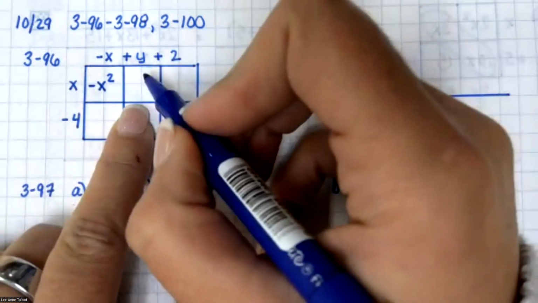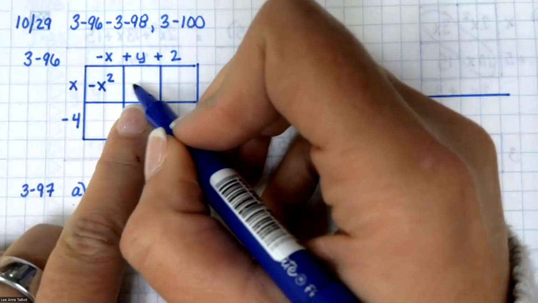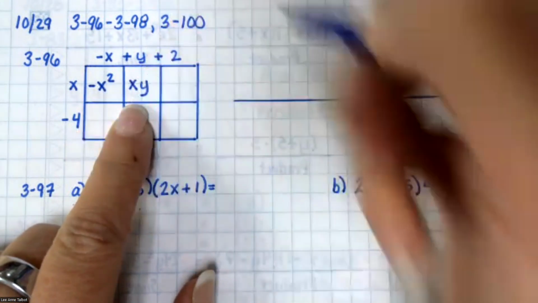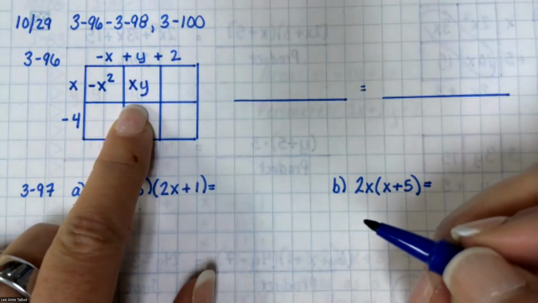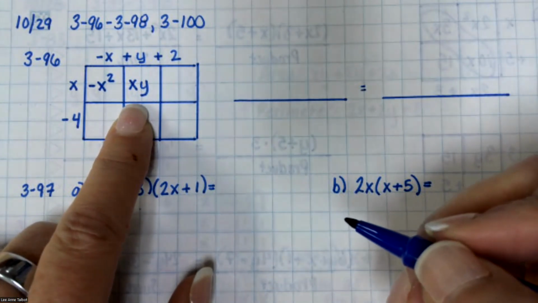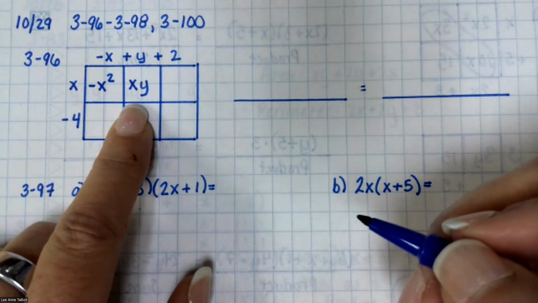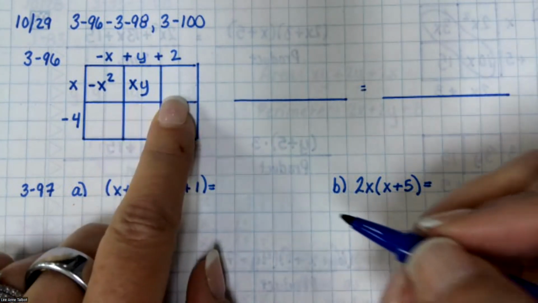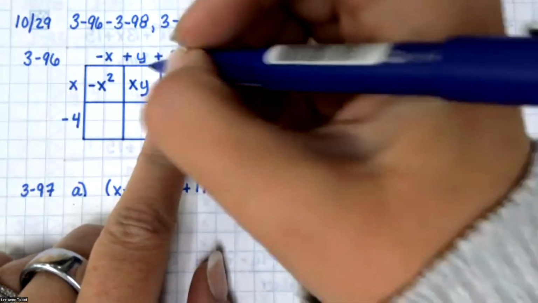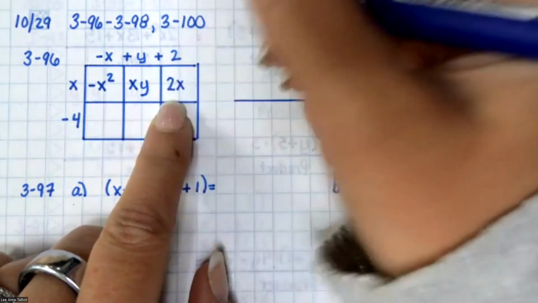Okay, this box, you multiply the y and the x. I like to write it xy in alphabetical order. You can write yx if you want. I'm not going to mark it wrong. It looks better to me in alphabetical order. This box, you multiply the 2 and the x, 2x. Perfect.